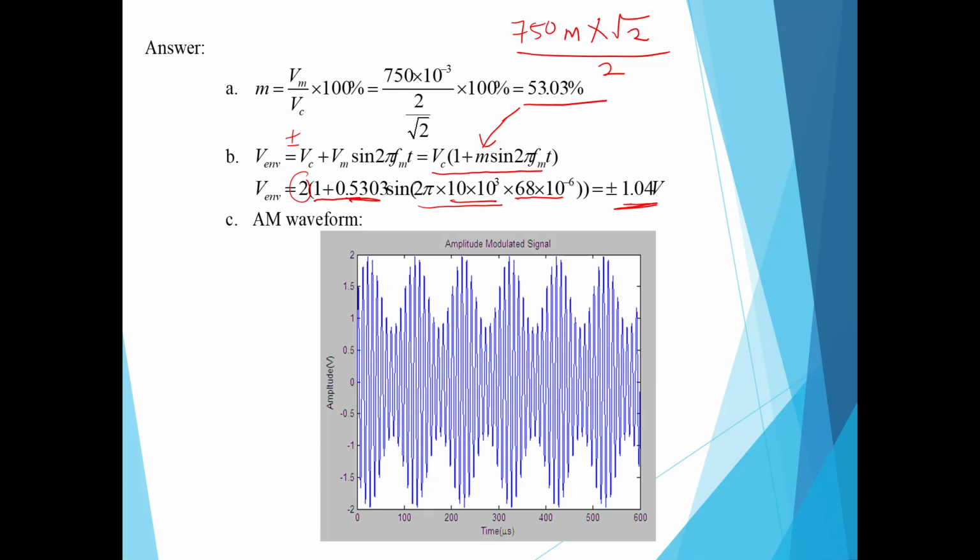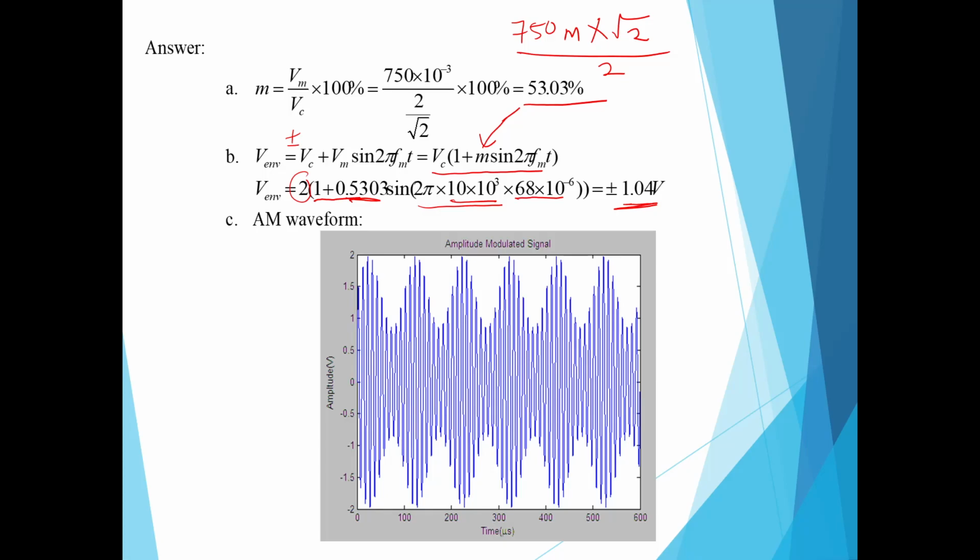multiplied with 2, so we get, sorry, 2 pi times 10k times 68 micro. Okay, and then sine of the answer, multiplied with 0.5303, plus 1, multiplied with 2, so you get 1.04.